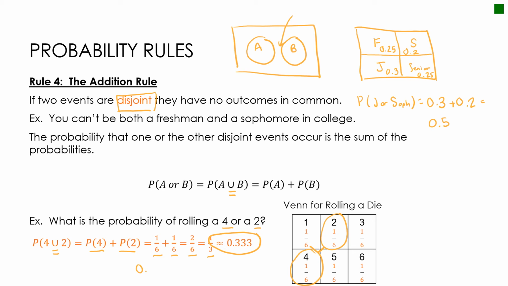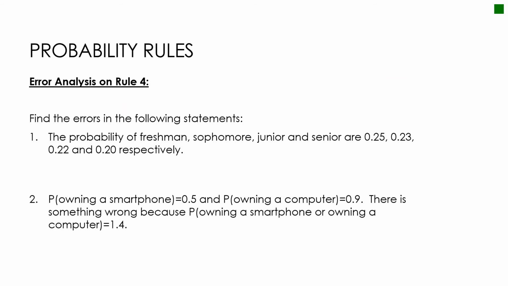1/6 is 0.16 repeating. So let's say I rounded that to 0.167, and I rounded that again to 0.167, and now I add these together, and I don't get the same answer. I get 0.334, which seems insignificant, and yet it is significant. You want to be able to be as precise as possible.